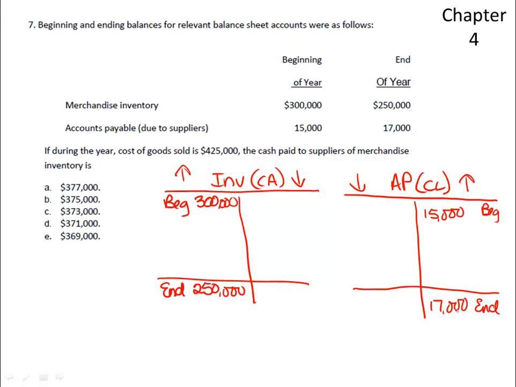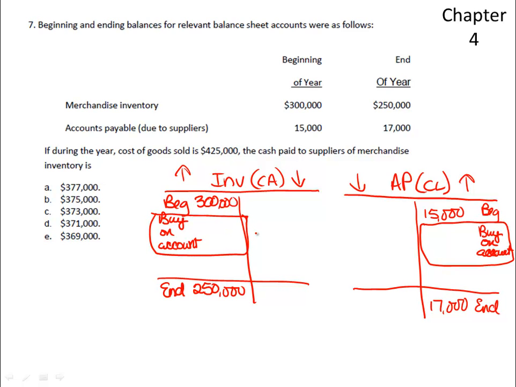Now, what makes these accounts go up and down? Well, inventory increases when I buy inventory. And let's assume here that it's on account. And when I buy inventory on account, the inventory account goes up, as does the accounts payable. So if I buy inventory on account, that's when I debit inventory and credit accounts payable. So this amount is when I acquire inventory and say, oh, let's use my credit card.